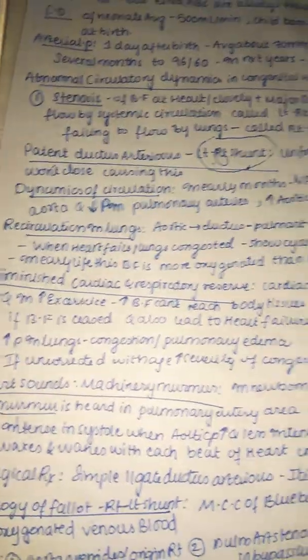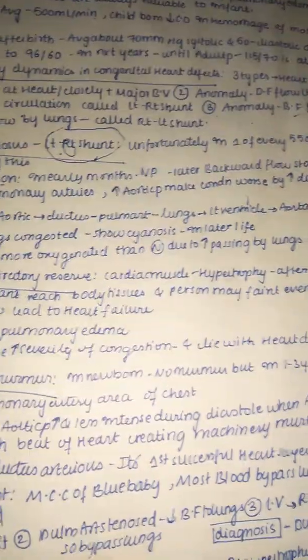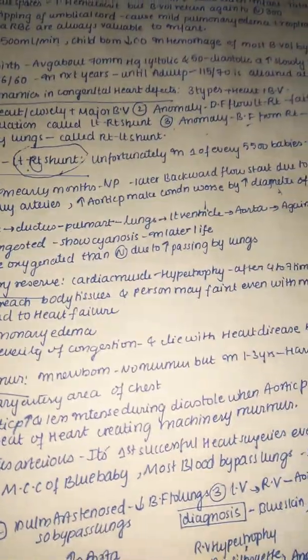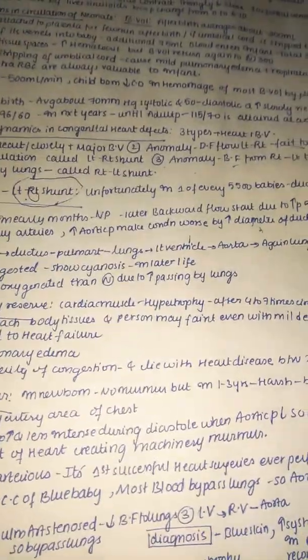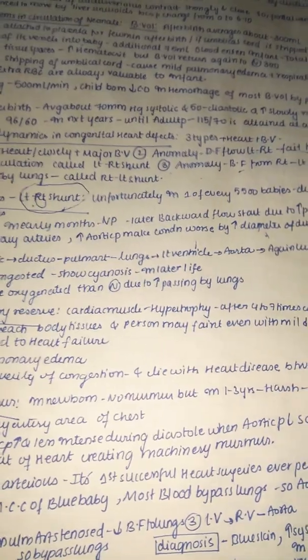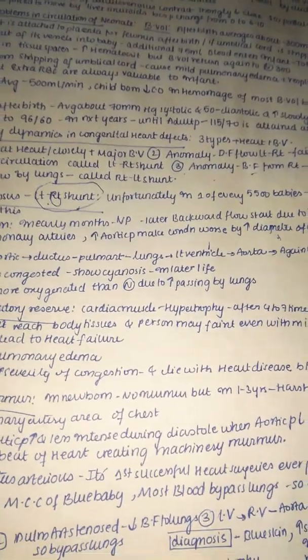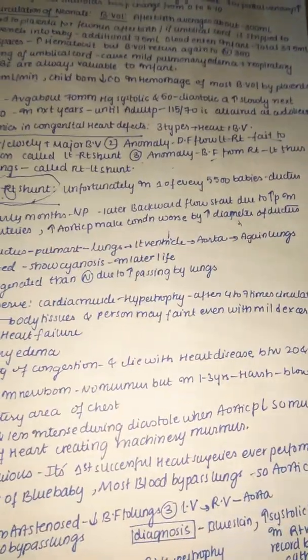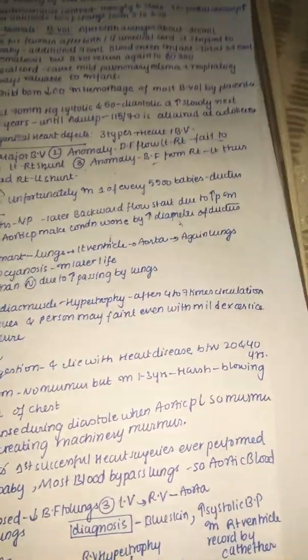So when the heart fails or even when the lung is congested, they show cyanosis. Cyanosis in later life. Cyanosis means the whole body is becoming blue color. Why is it becoming blue color? Because of loss of oxygen and blood supply. Blood carries oxygen, so whenever there is no blood supply, there will be no oxygen to the body, so the body becomes cyanosed.